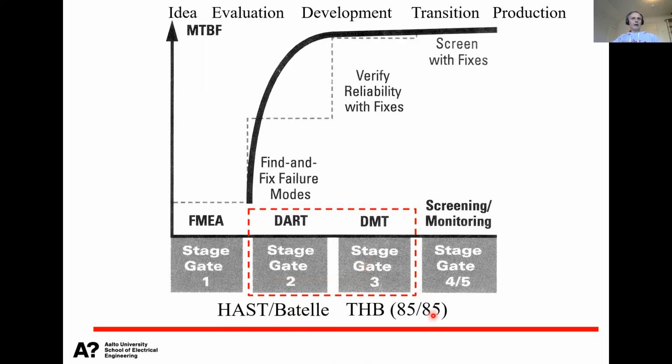And then for the hot and humid conditions, we have these not so highly accelerated tests, which are typically called temperature humidity bias tests, like the 85-85 test. And this 85-85 is, let's say, the typical Finnish sauna test: 85 degrees centigrade and 85 percent relative humidity.